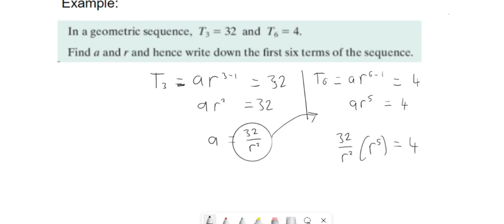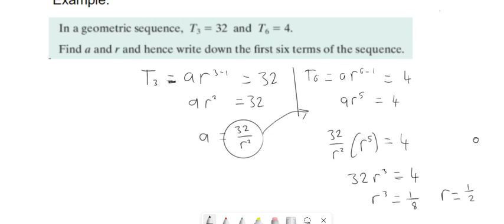So then I have that equation. Now the R squared, so R to the fifth over R squared would give us R cubed. So 32 R cubed is equal to 4. So R cubed then is equal to, if I bring the 32 to the other side and divide it, 4 over 32. So that's the same thing as 1 over 8. And then R has to be equal to the cube root of 1 over 8, so that would be 1 over 2. So R is 1 over 2 here.